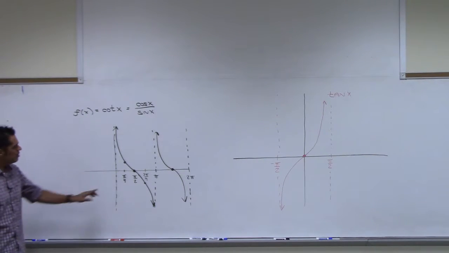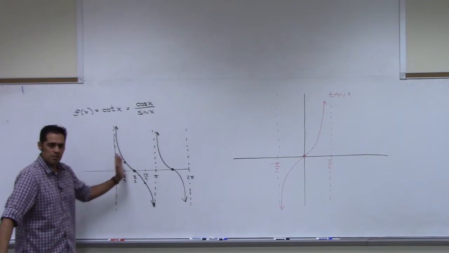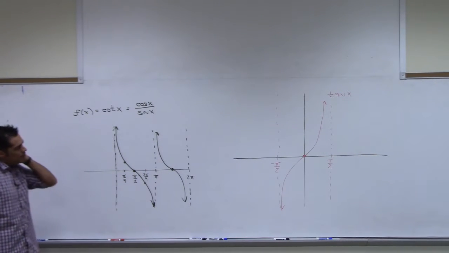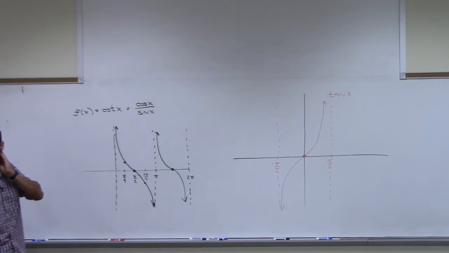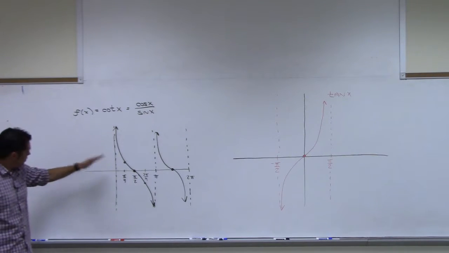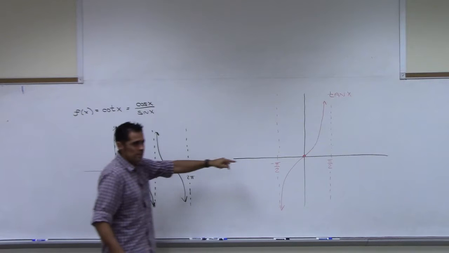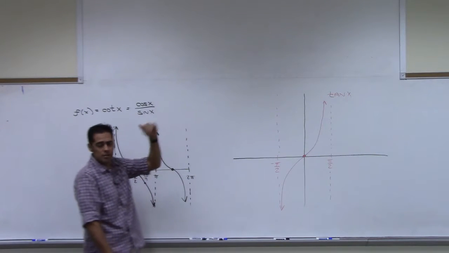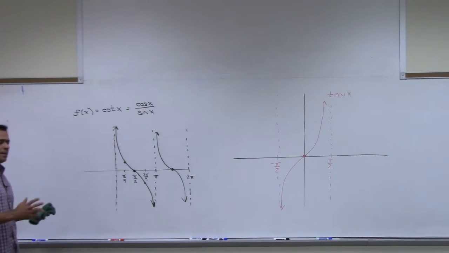They both have a single x-intercept in between those verticals, right? What about range? Range is everything for both of these, right? Both tangent and cotangent have an infinite range. Domain is going to be a little different, though, right?